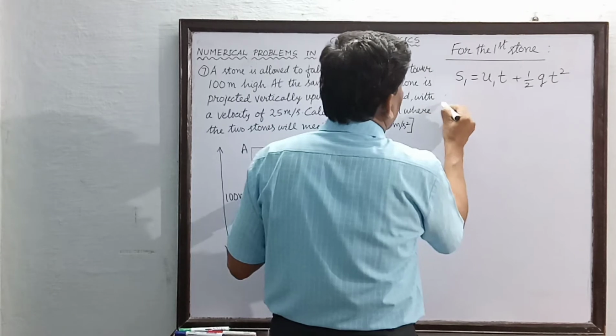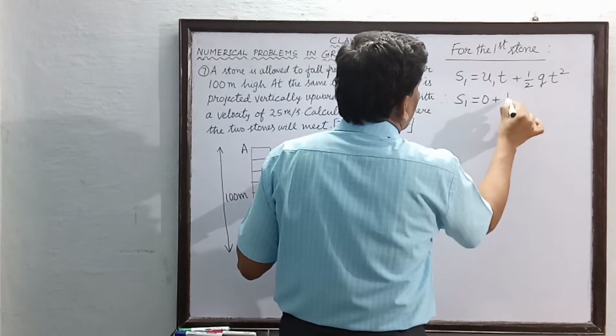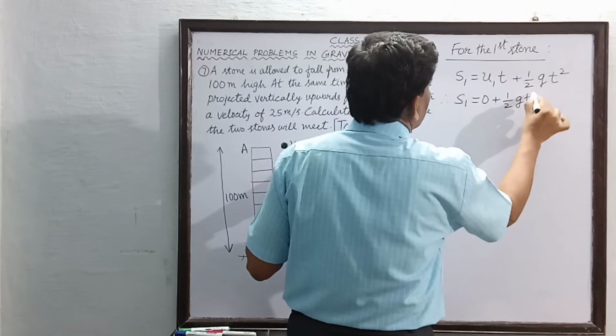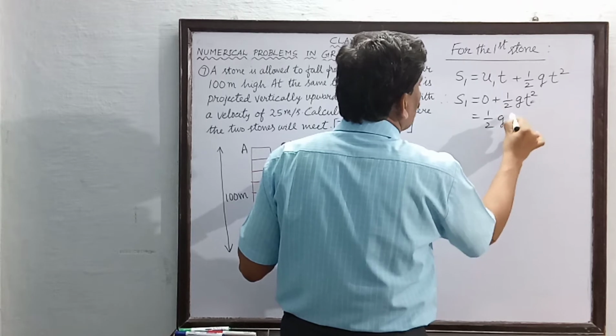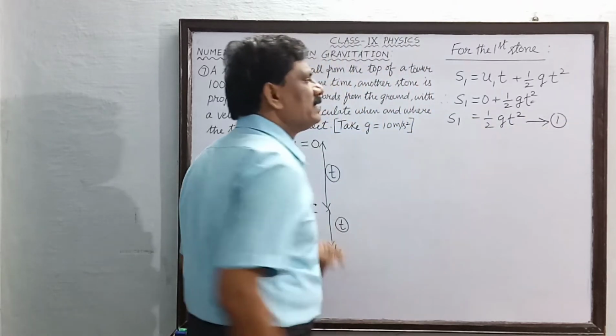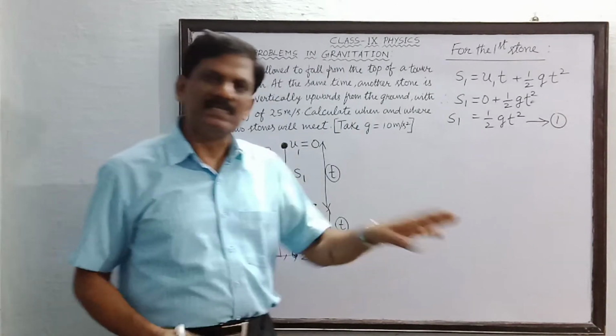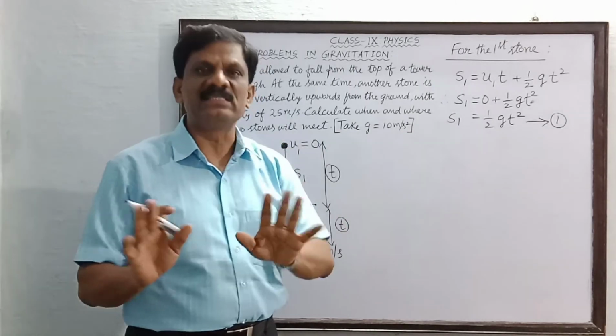Therefore S1 is equal to 0 plus half g t square. That is equal to half g t square. This is equation 1. So S1 is equal to half g t square. This equation, have you understood? I am not going to substitute for g and all. Let it be as it is.